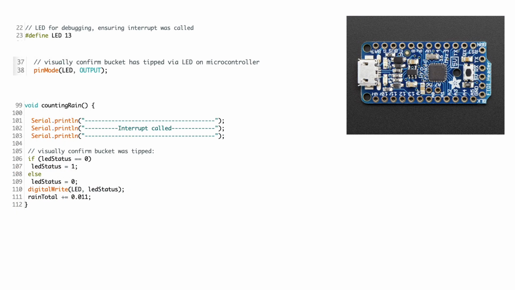In addition, I also added code that would engage an LED on the microcontroller in response to bucket tips. During testing, this gave me visual confirmation that the associated interrupt function was being called by my tipped bucket, but the counts were being missed. The visual confirmation via the LED helped me determine that I needed to remove the conditional called out in the previous slide. Respective edits are now included in the code shared in the description of this video.